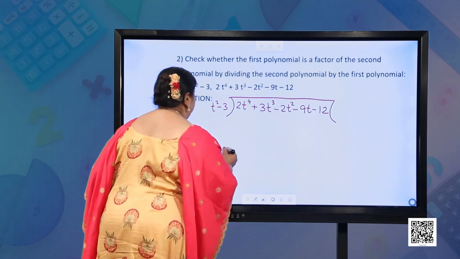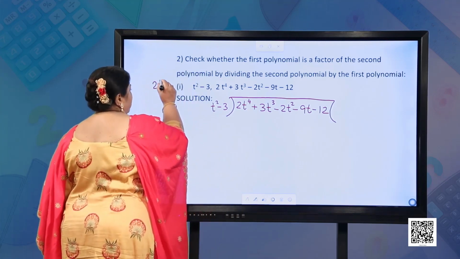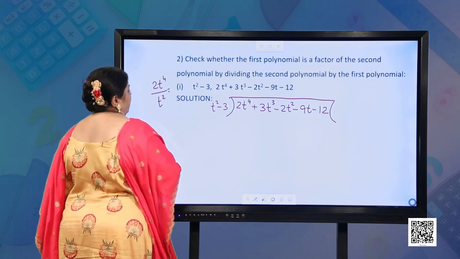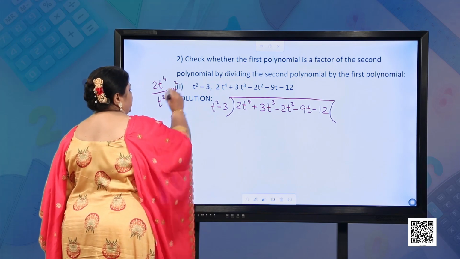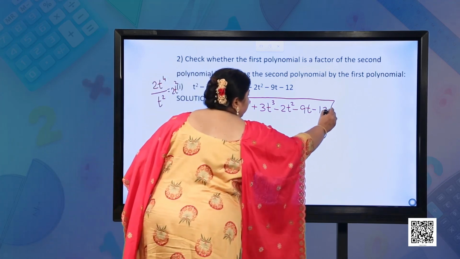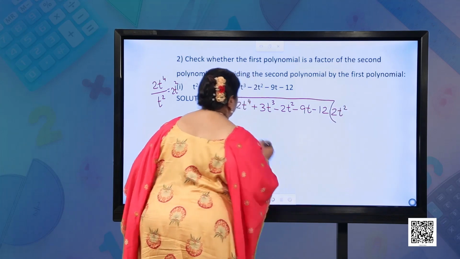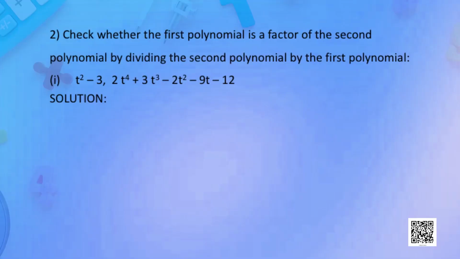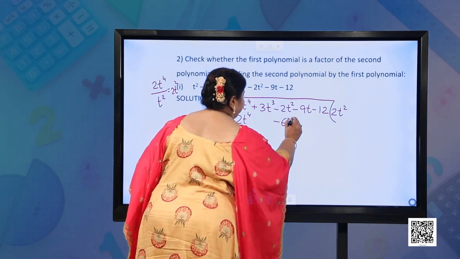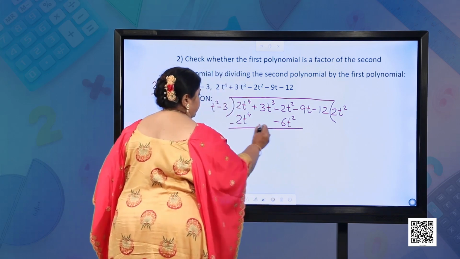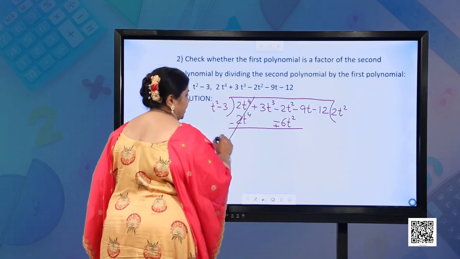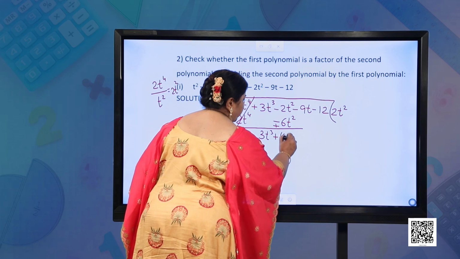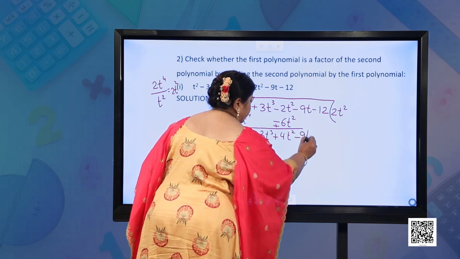So, using the same strategy, what is that? 2t to the power 4, I have to divide by t square to find out what is required for me to multiply. It is 2t square. So, if I take 2t square, I will get 2t to the power 4, 2t square into 3 will give me minus 6t square. On subtracting, this gets cancelled. I am left with 3t cube plus 4t square minus 9t.